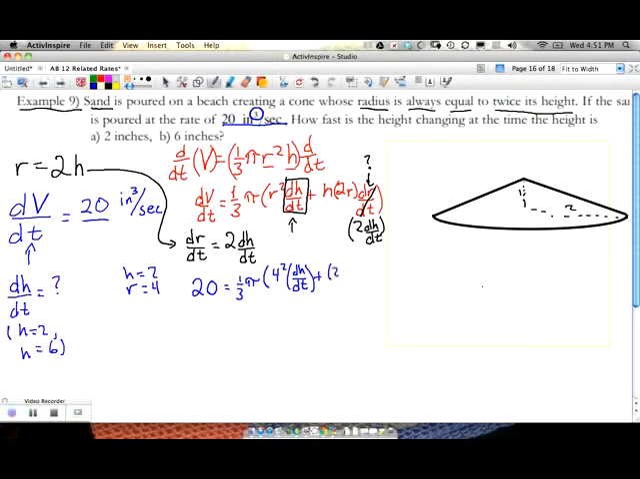plus h is 2 times 2 times r, which is really 2 times 4, times, now dr dt is being replaced with 2 dh dt. We got a whole lot of stuff here. I'm going to put a square bracket around all this just so we kind of know that all those things are inside that group. Okay, so let's simplify this a little bit.